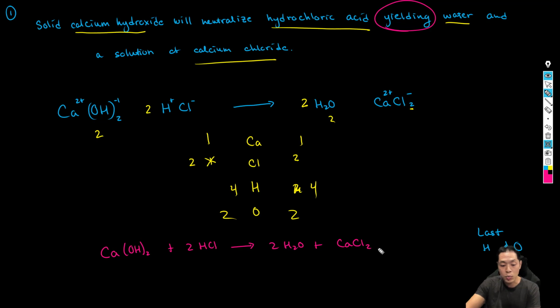So once again, you just want to write it out, find where the arrow sign is, where the yield is, write out all the ions or chemical formulas, and then balance those first. Then you want to balance the equation.